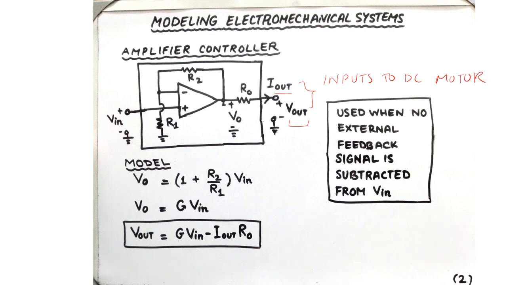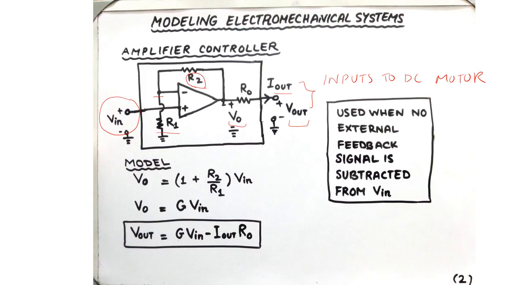The amplifier controller circuit is an op-amp based circuit which is connected in a negative feedback configuration. As you can see here, the output of the op-amp is V naught, which is being fed back to the negative terminal over here with the help of a resistance R2. The other end of the negative input terminal is grounded through the resistance R1. The input to the amplifier controller is a voltage signal V in, which is fed to the positive terminal.